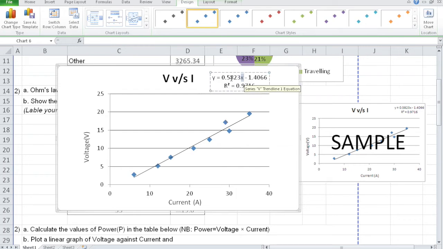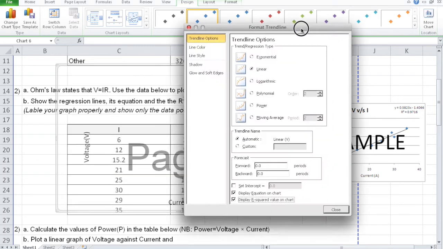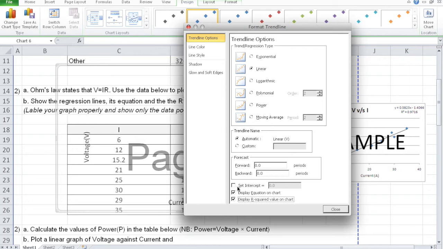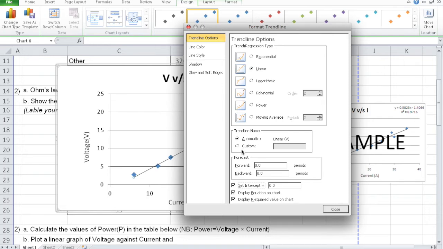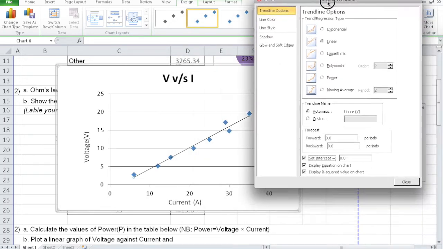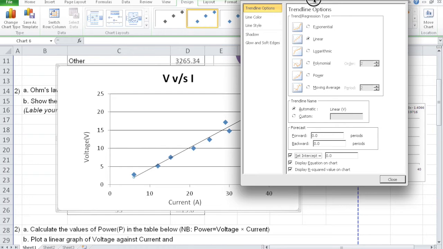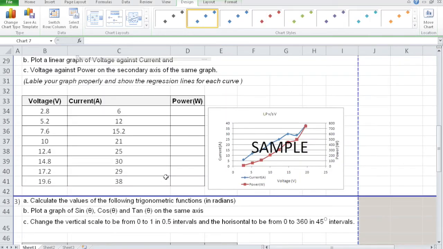So from here, you can just see that the resistance of the conductor used was 0.58 ohms. Okay, sometimes you want to force the graph to go through 0, 0. You can also just click there. And this will force the C, the y-intercept, to be 0. But that's not what we want here. Okay? Or the second last one.